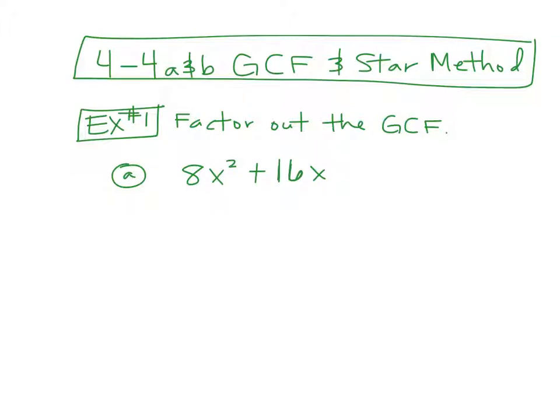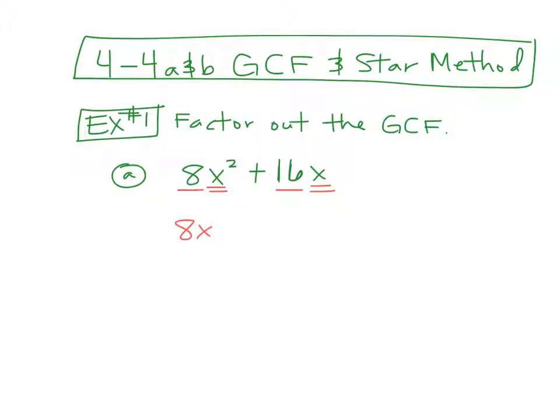So you're looking for something that all of your numbers are divisible by and all of your variables are divisible by, okay? So right now, you have an 8 and you have a 16. What is the greatest common factor of 8 and 16? 8, okay? Then you have an x squared and an x. How many x's can you factor out of those two things? 1x, right? So you're going to factor out an x.